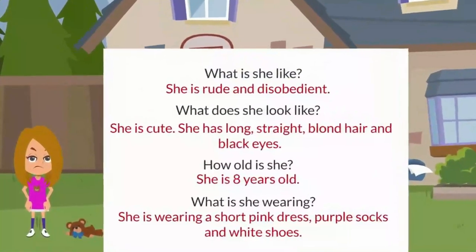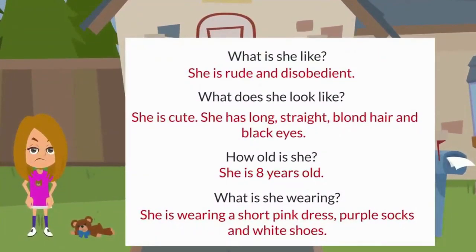What is she like? She's rude and disobedient. What does she look like? She's cute. She has long, straight, blonde hair and black eyes. How old is she? She is 8 years old. What is she wearing? She is wearing a short pink dress, purple socks and white shoes.